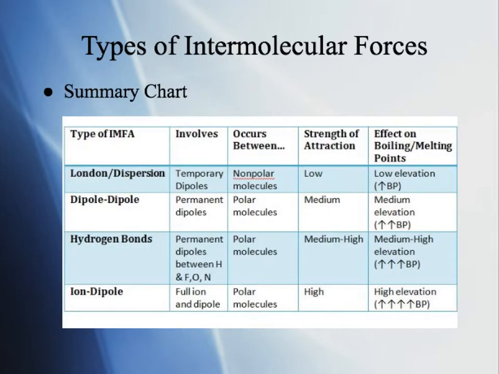All right, so here is a summary chart of the types of intermolecular force attractions, what's involved, what occurs between them, the strength of attraction, and the effect on boiling point. As you can see, as you go down from dispersion to ion dipole, we are going to increase those boiling and melting points dramatically. Those ion dipole forces are going to have the highest boiling points versus London dispersion.